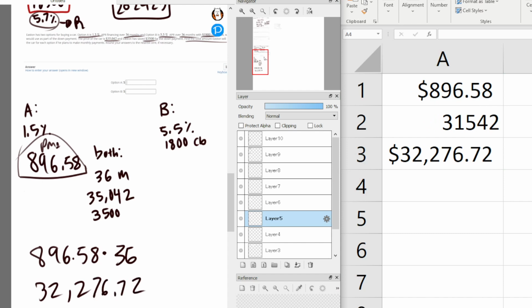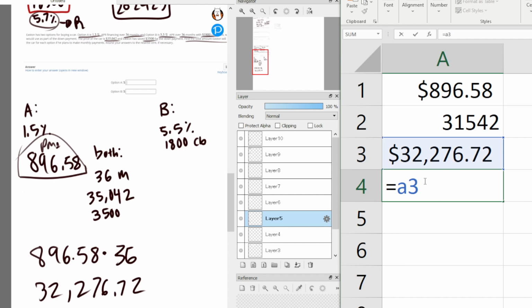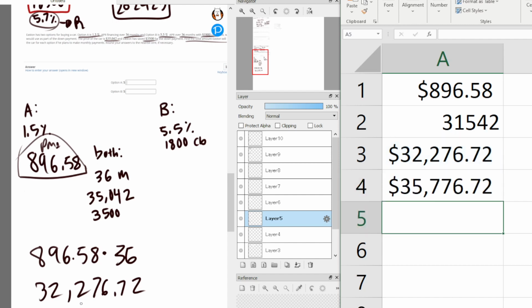Now remember, we still pay the down payment, so now what we'll do is we will take our total cost that we pay over the length of the loan, and we will add our down payment back, which is $3,500. So this is the price of the first car in option A. So 35,776.72.